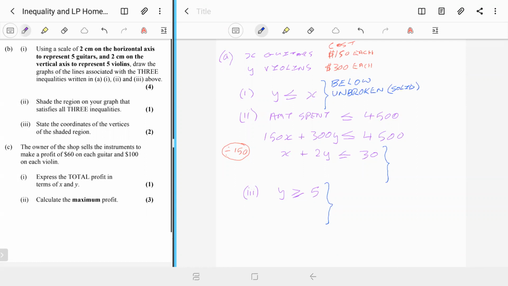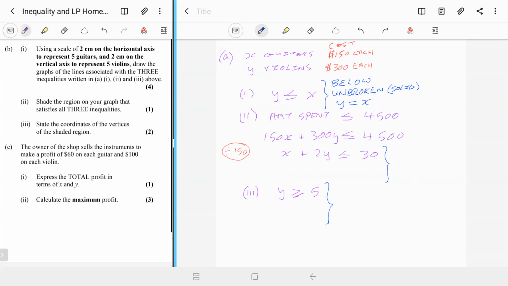And which line are we going to draw? What's the equation of the line associated with this inequality? I'm going to tell you, it is just y equals x. Replace the inequality sign with the equal sign. So the line associated with this inequality is y equals x. Simple as that. It's not complicated. So we're going to draw this line as solid, and we're going to mark the region below it for that one. Let's do the next one, this one.